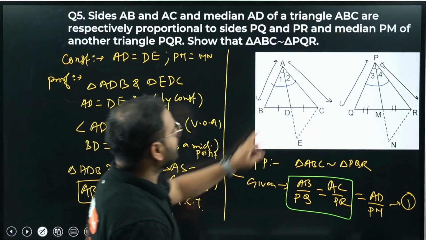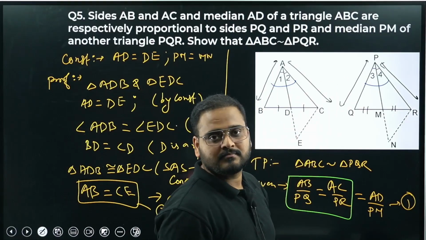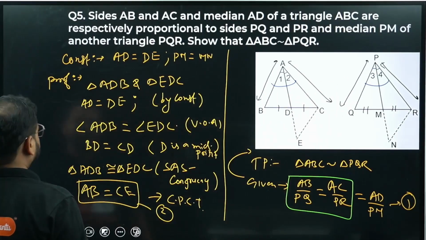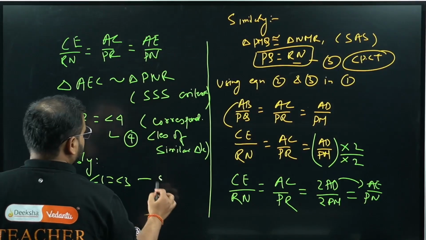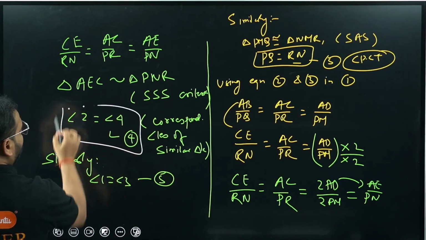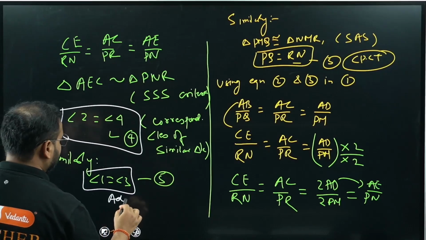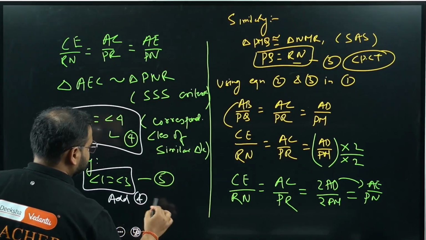How come, sir? 2 equal to 4 I got. Using all of this, same way I can write 1 equal to 3. Yes. This is my equation number 5. Have a look. Equation 4 is here, equation 5 is here. Add them.